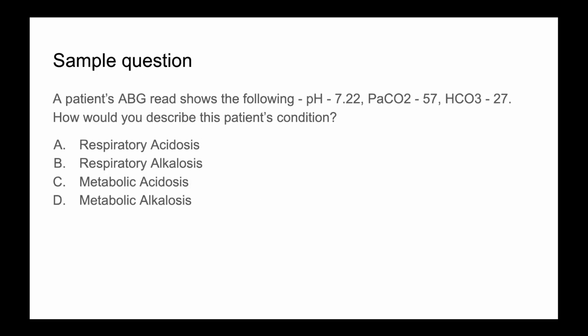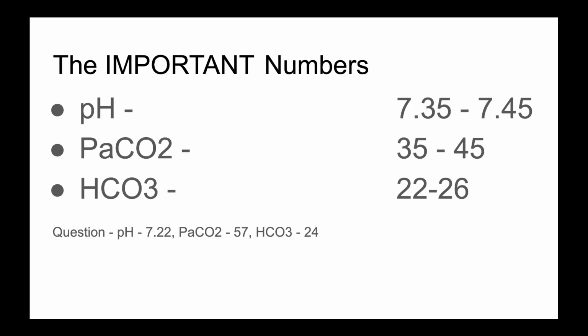So this is the way a question might show up in your class or on the NCLEX. A patient's ABG read shows the following: pH 7.22, PaCO2 of 57, and bicarb of 27. How would you describe this patient's condition? And they'll obviously give you all four choices: respiratory or metabolic, acidosis, or alkalosis. So we're going to go back to my favorite slide, and I put the question on the bottom there with the values. pH 7.22, CO2 57, bicarb 24.